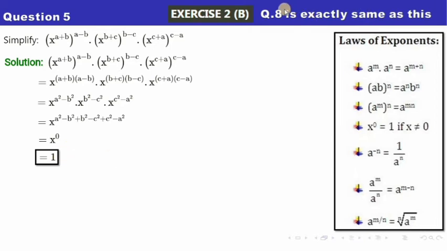And in your question number 8, you are asked to prove that this entire thing turns out to be equal to 1. So both mean the same. You may pause the video and note down the solution.